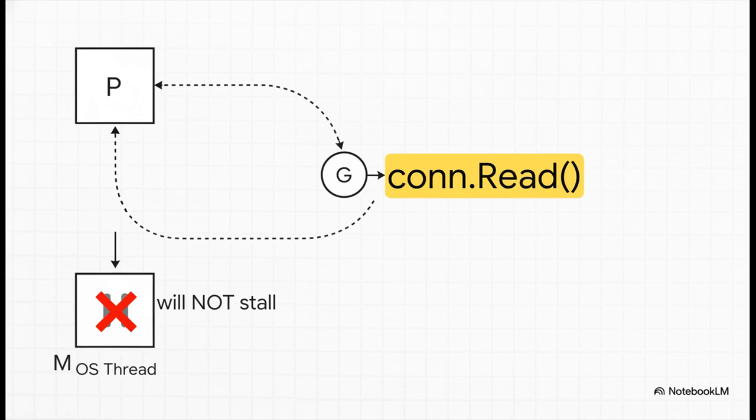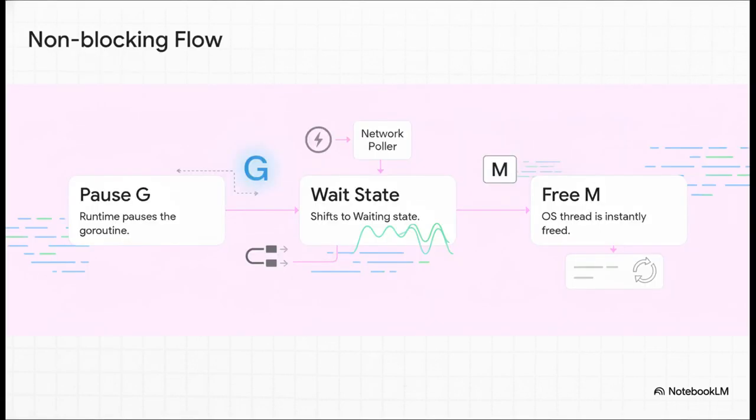But in Go, that entire stalling process is completely bypassed. Instead of blocking the underlying OS thread, the Go runtime actually steps in and intercepts this network call. It uses non-blocking file descriptors behind the scenes. The runtime immediately pauses the goroutine, saves its state, and shifts it from a running state into a waiting state. And the absolutely crucial point to take away here, the OS thread, the M, is instantly freed up. It doesn't sit around waiting. It immediately looks for the next runnable goroutine in the queue and just keeps executing.